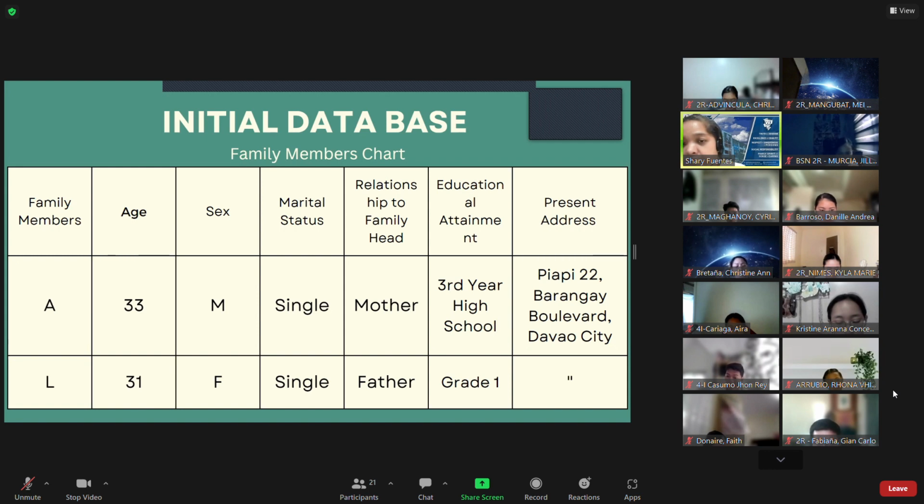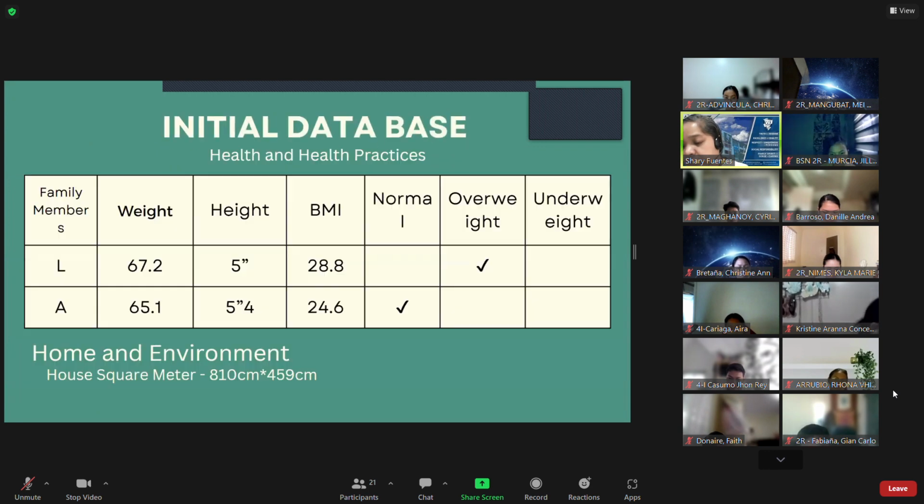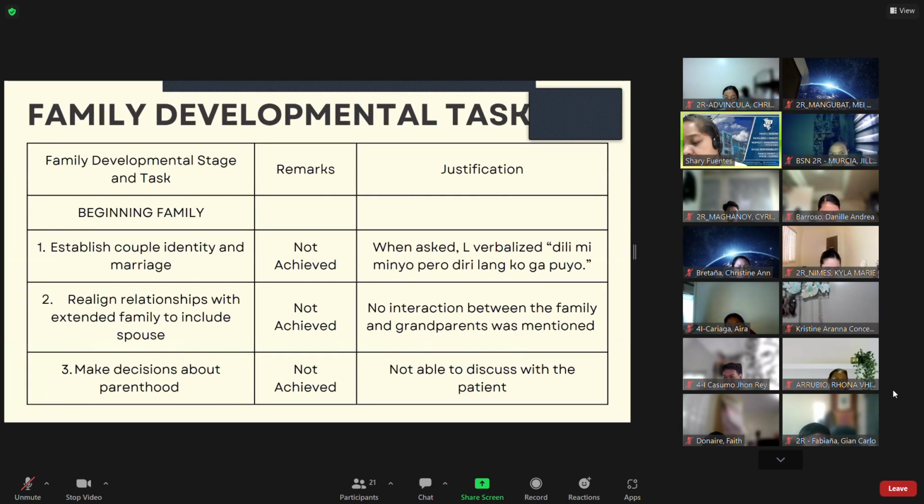Okay, let's have the family developmental task. Hanap ko yung family development.